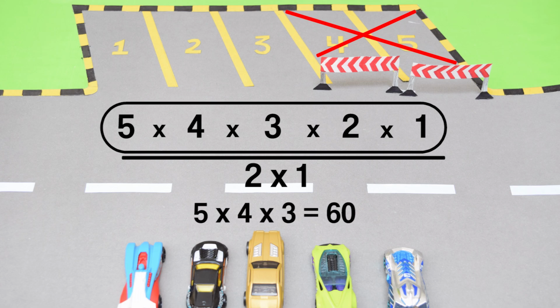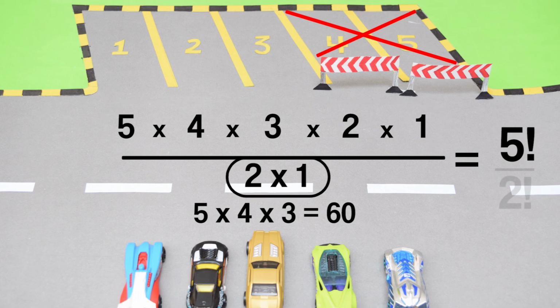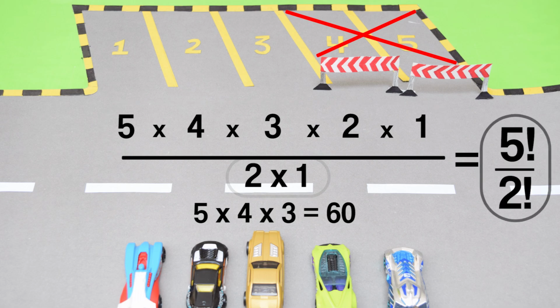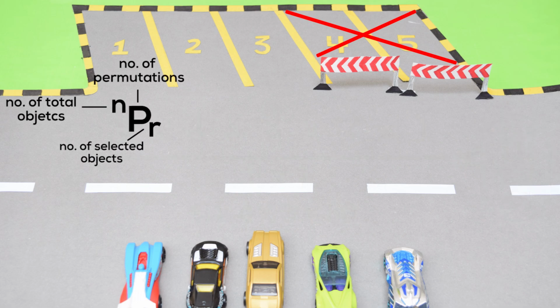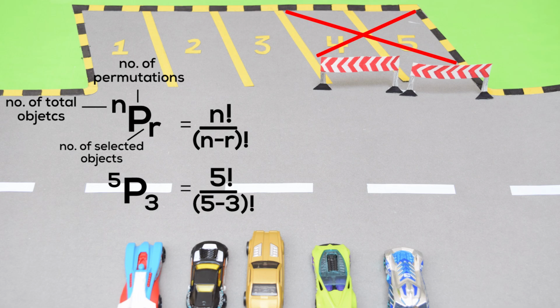But what is this part equal to? 5 factorial, and 2 times 1 can be written as 2 factorial. And this is the formula of permutations. nPr, the number of ways of arranging r out of n objects, is equal to n factorial over n minus r factorial. In our example, parking 3 out of 5 cars is 5P3. That is equal to 5 factorial over 5 minus 3 factorial, that is equal to 60 ways.